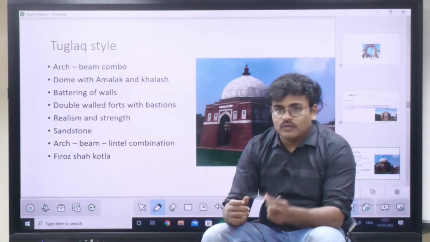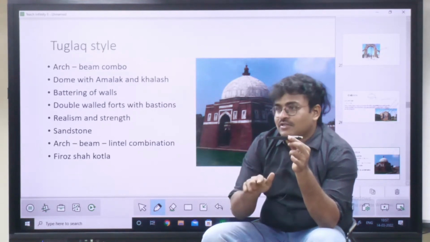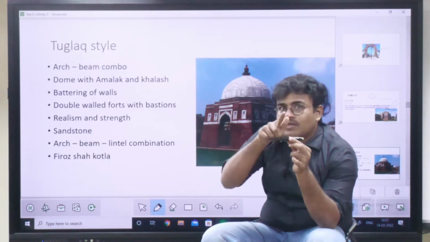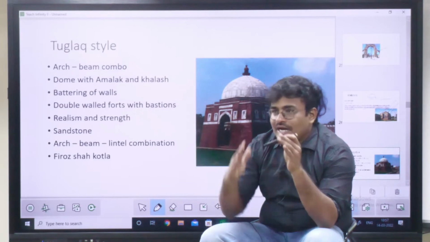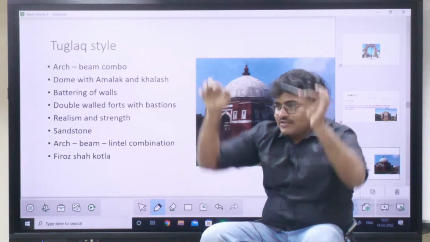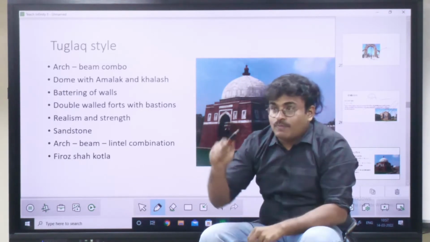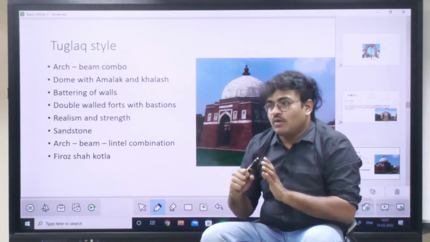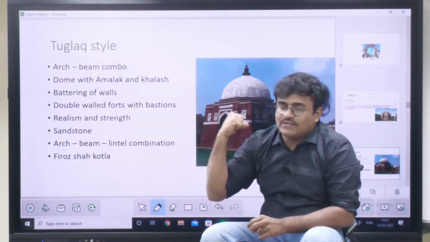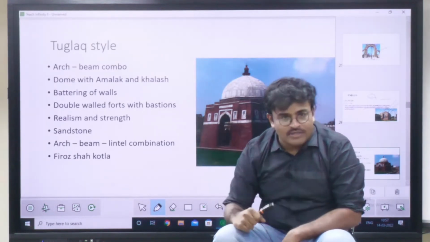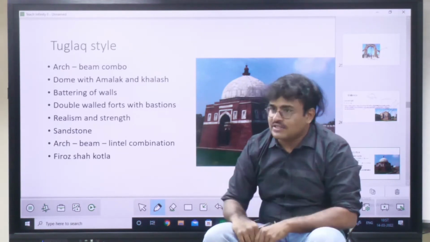That is the reason why, if you see the Taj Mahal, I told you that there is an arch, and around it there is a rectangular structure. The rectangular structure is not similar to your lintel. Are you getting what I'm trying to say? So arch is there, on top of it there is a rectangular structure, and it is not similar to that lintel. So that was perfected by the Mughals, but it was started by these people. Arch beam combination, arch pillar combination, arch lintel combination. So all of these things they started. Amalak kalash they brought into the system. Battered wall structures they started building.